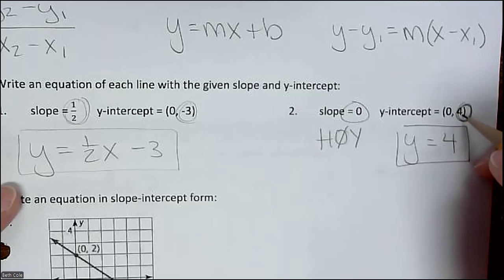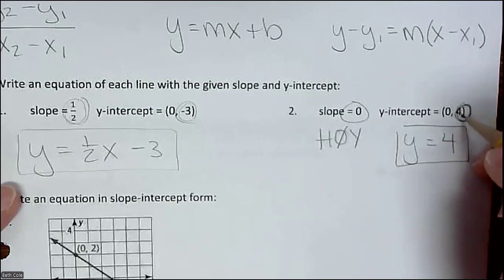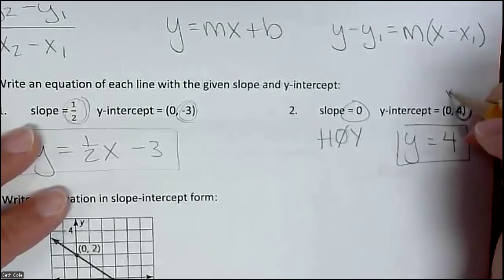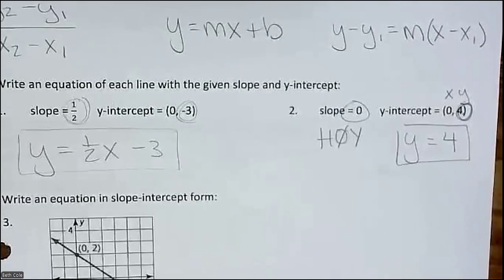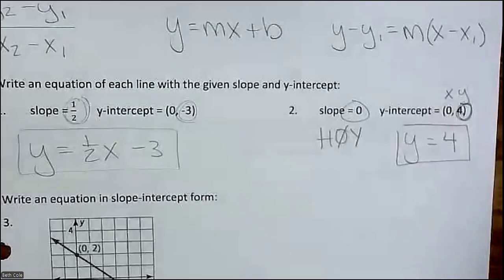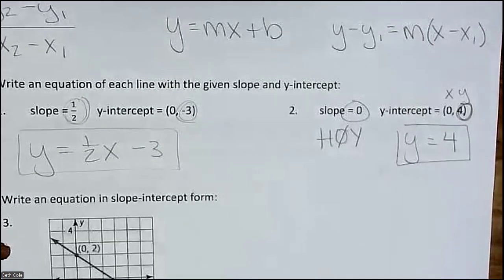Because there's no slope. Because 4 is what part of the point? The y part of the point. X, y. Points are x comma y. 4 is the y. You all with me there? Okay, cool. I like hearing I get it, but I think I lost a lot of you.